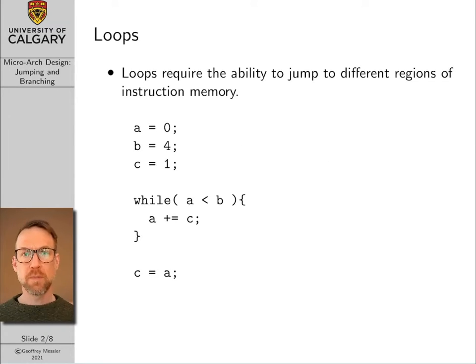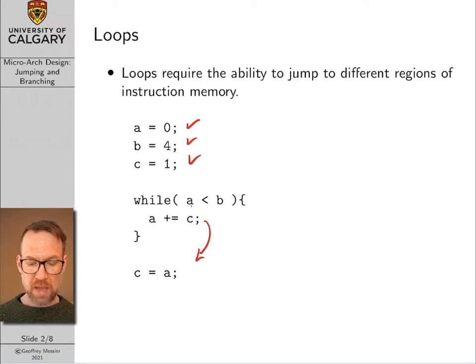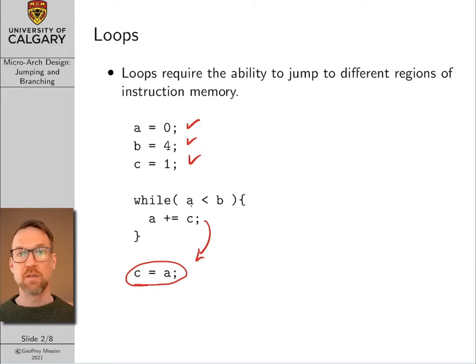So let's start out by talking about loops. What I'm showing here is a simple C program where we initialize three variables, A, B, and C. Then while our variable A is less than B, we add the value of C to A. And once A is greater than or equal to B, we exit this loop and we copy a value into C. So this is a very generic, standard looking program. However, it does something very important that we can't currently accommodate with our microarchitecture design.